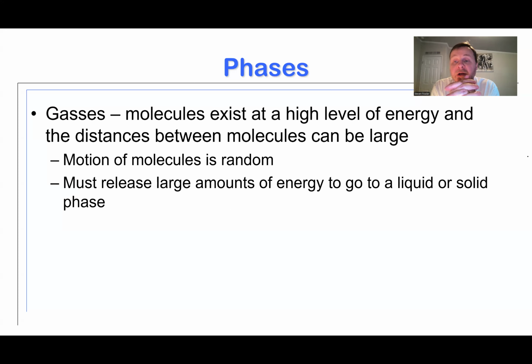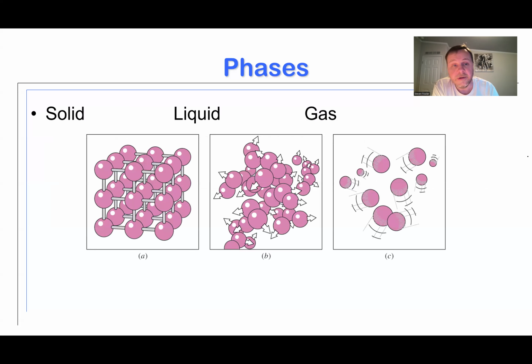The distance can be very large at very high temperature or very low pressures. The motion, especially in the gaseous phase, is very random. It's very high entropy. It's very unpredictable. So, in order to get these back towards a liquid or even potentially a solid phase, lots and lots of energy is going to have to be released to get them down that far. Okay. So, in visual form, you can see that there.